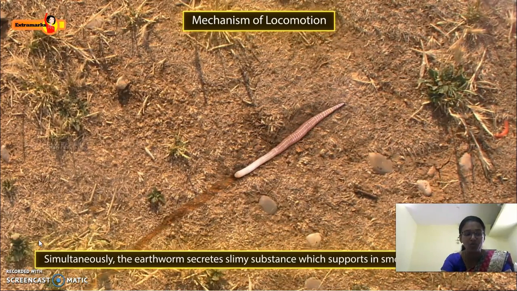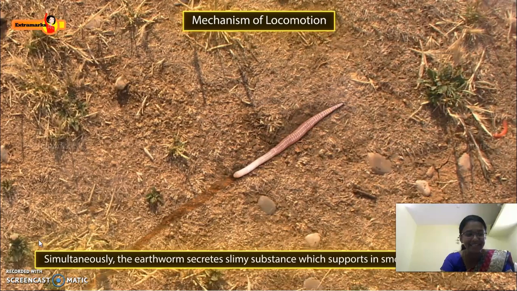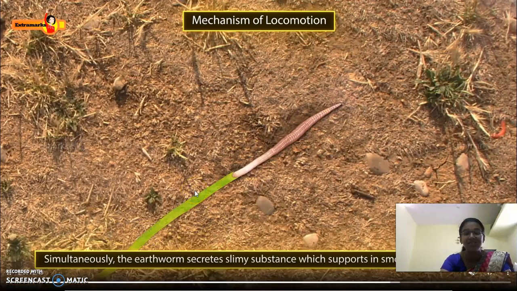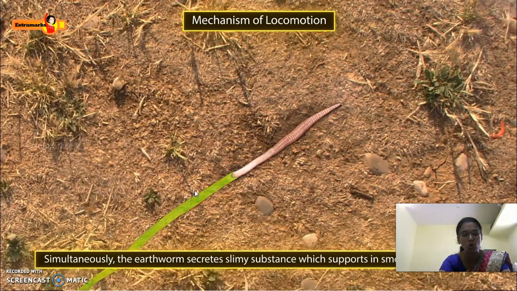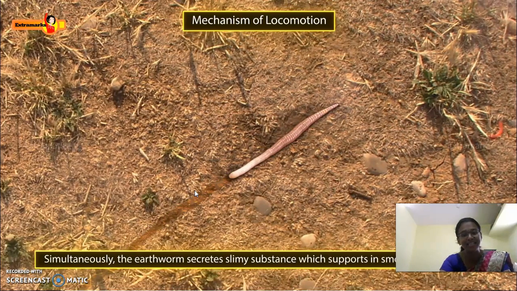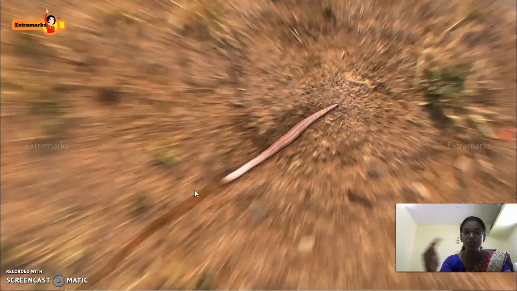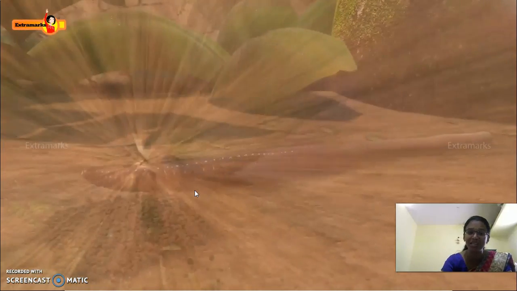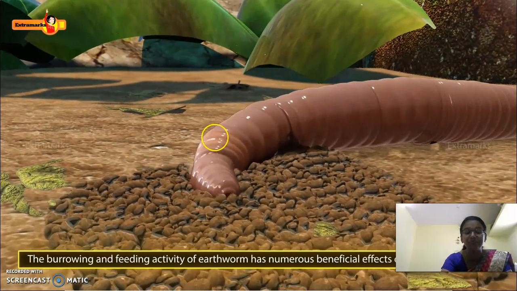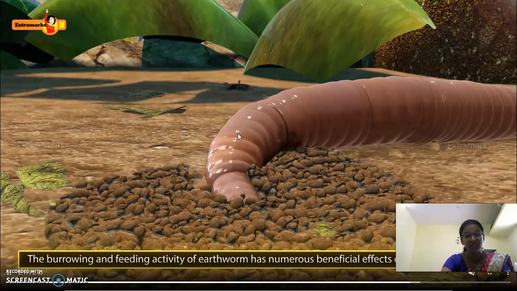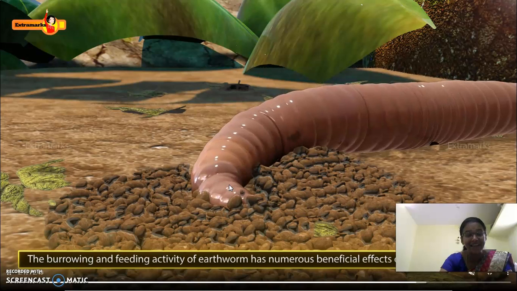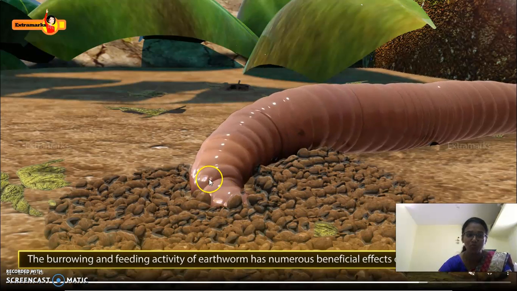When this earthworm moves, its body secretes a slimy substance which supports smooth locomotion. Okay children, is this clear to you? So this is the mechanism of locomotion in the earthworm. First it moves its front part and then its back part. And one more thing, as I told you already, earthworms are called friends of farmers because they enrich the soil with the help of the waste which is ejected from their body.